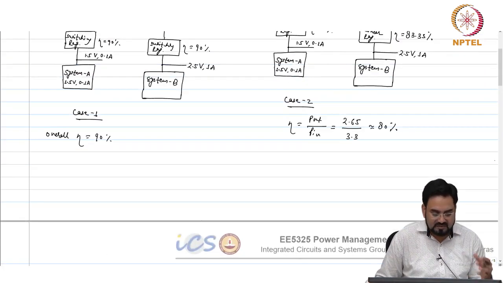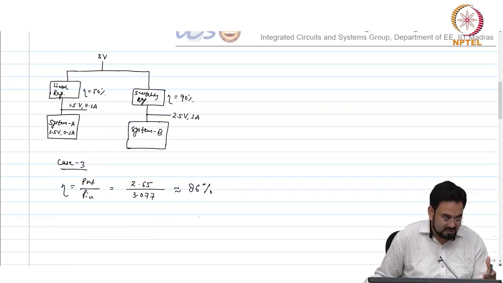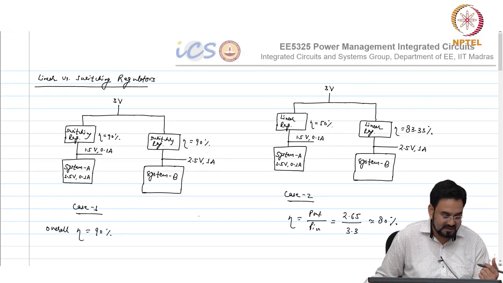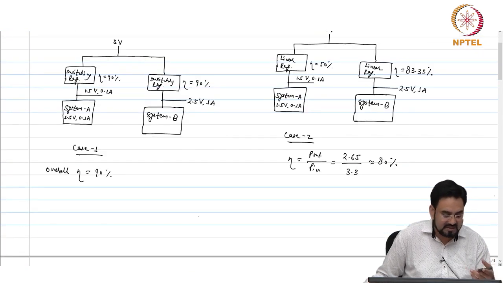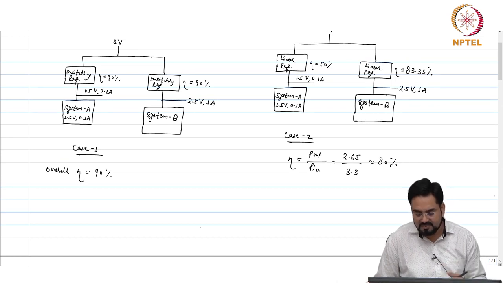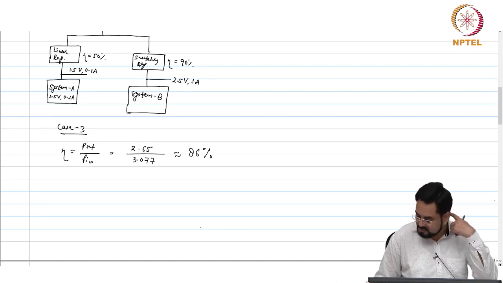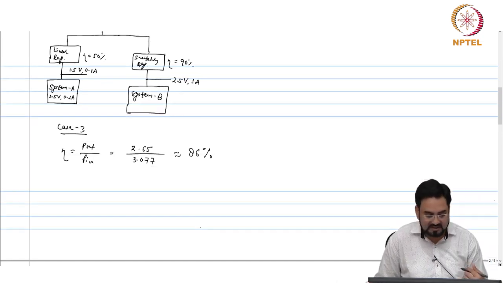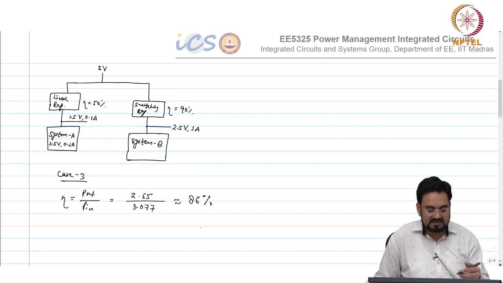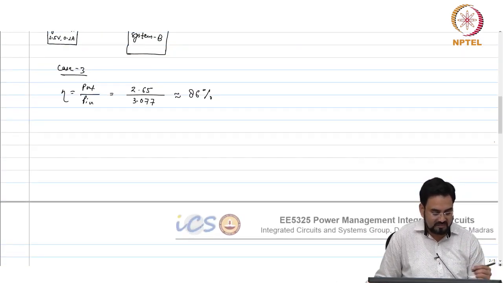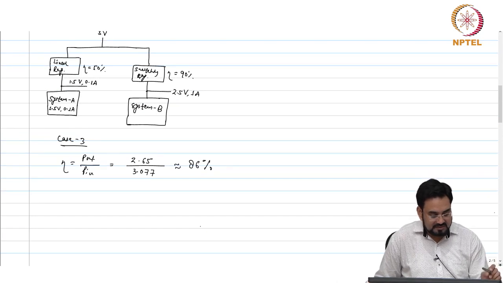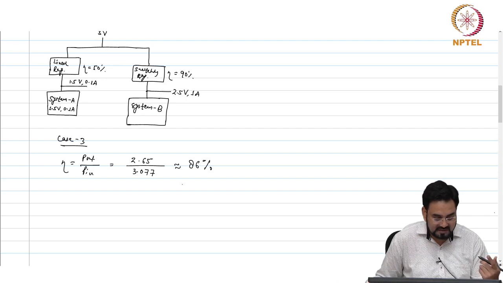So that is how we decide. If we can afford to have a 4% loss in efficiency at the gain of cost, linear regulators are more cost effective compared to switching regulators because they do not require inductors. So then we can choose to supply 100 milliamp with a linear regulator and 1 amp with the switching regulator.